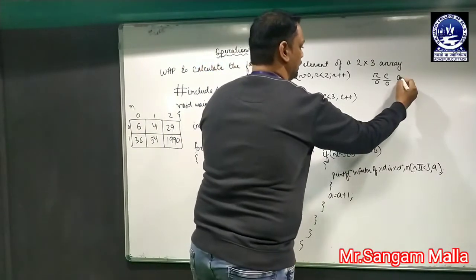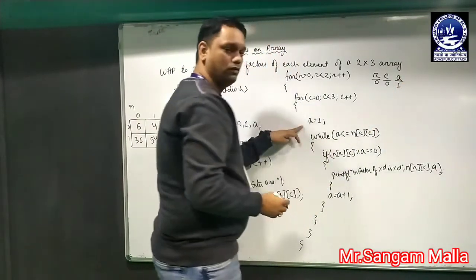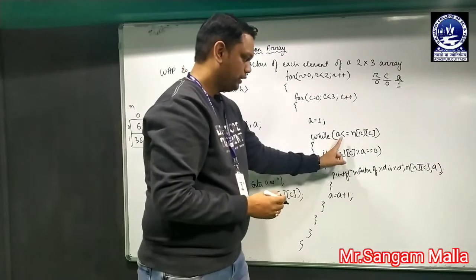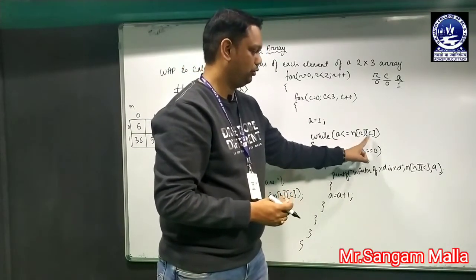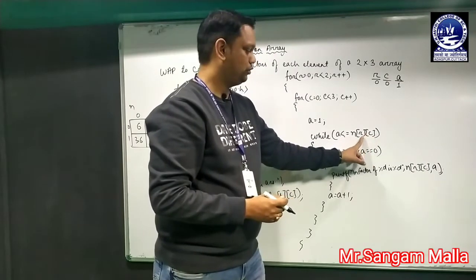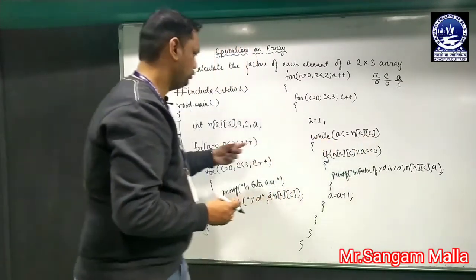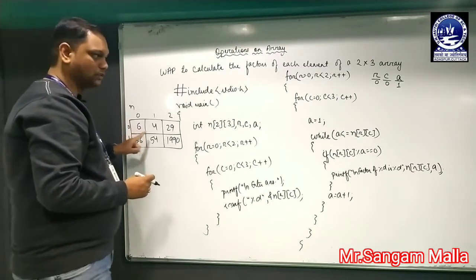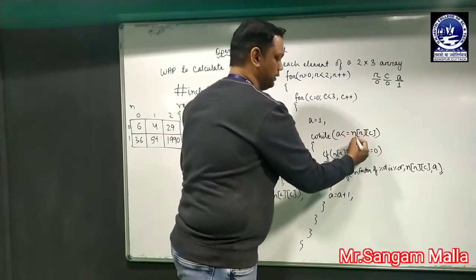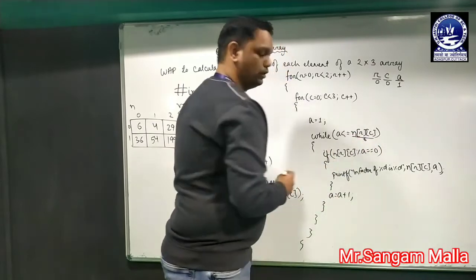a equal to 1. That means a will have the value 1. It will check over here, a is less than equal to n of r c. r means 0, c has the value 0. That means 0th row and 0th column. So you can see over here in the 0th row and 0th column we have the element 6. So that means n of r c contains the value 6.